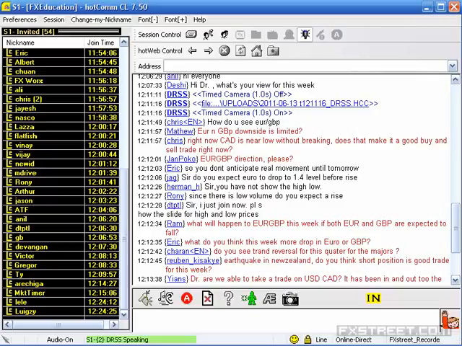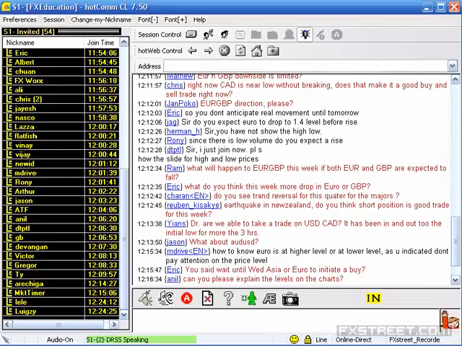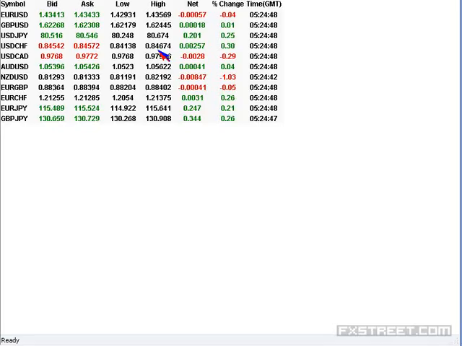Then Jason, what about Australian dollar? Okay, before that one more question. Are we able to take trade in USD CAD? It has been in and out to the initial low for more than 3 hours, yes. So Canadian dollar, they are just holding it near the low, and a 27 pips negative net change is seen. But don't expect too much of a rise also at the same time. They wanted to hover around the 97 area, and probably they just dropped another 30 pips earlier, and they wanted to gain 30 pips. And for small swing trades, you can take positions.